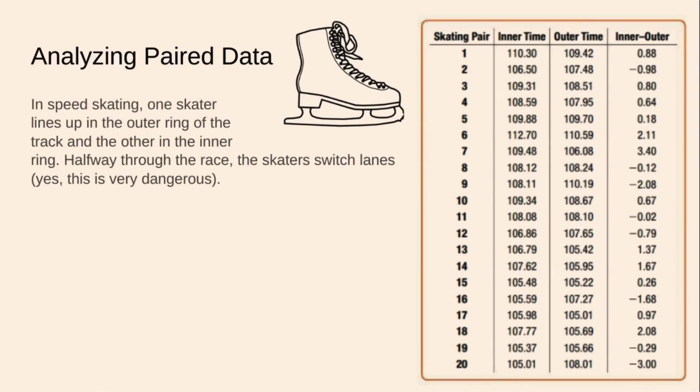In speed skating, one skater lines up in the outer ring of the track and the other in the inner ring. And halfway through the race, the skaters need to switch lanes. Yes, this is very dangerous, but professional speed skaters are used to the danger. In fact, I would argue they embrace it. To the right are speed skaters' times in the outer and inner lanes, that is, starting in the outer lane and starting in the inner lane.